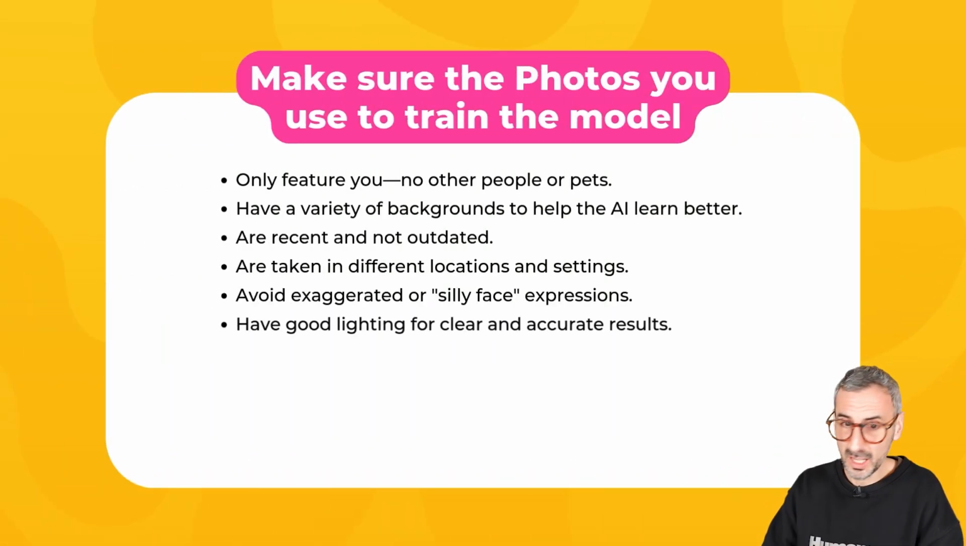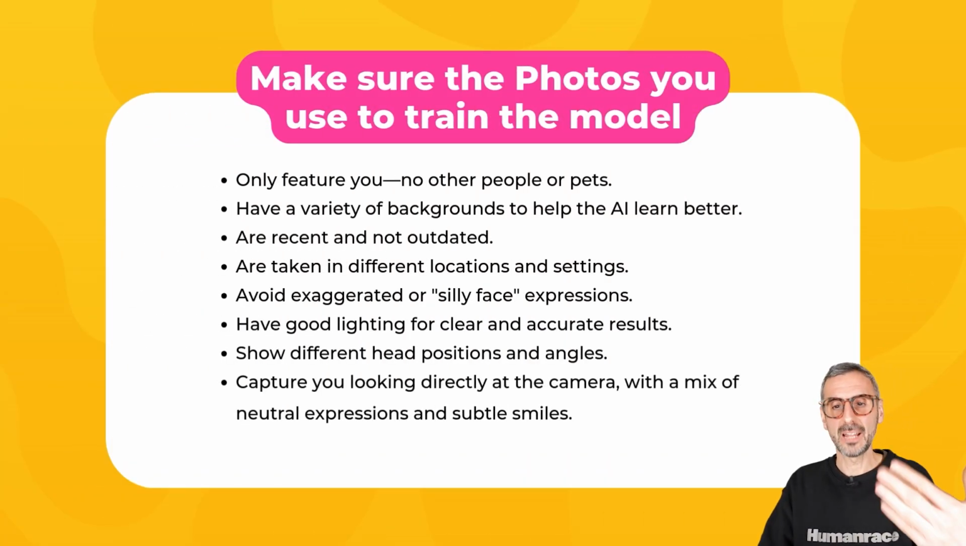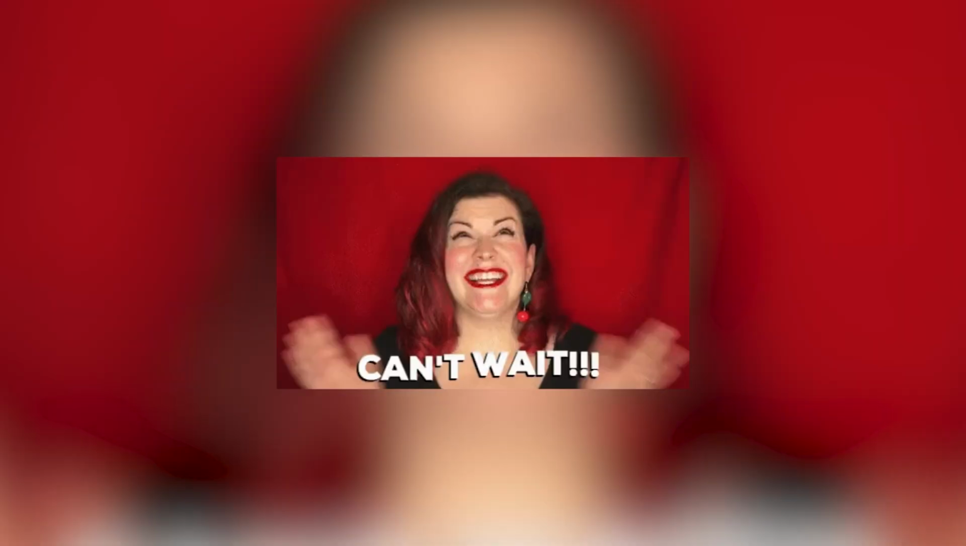All right. So good lighting for clear and accurate results, showing different head positions and angles. The first set that I used, the camera was fixed on a tripod, so I always had kind of the same perspective. So I'm going to correct that with the second model I train and capture you looking directly at the camera with a mix of neutral expressions and subtle smiles. So great. Now, knowing this, I'm going to show you the sample of photos that I'm going to be using. This should give you a good idea of the batch of images you need to gather in order to train that model the best way possible.